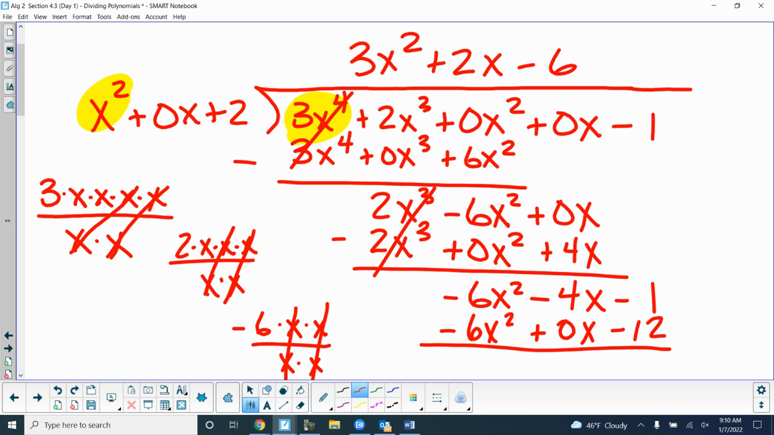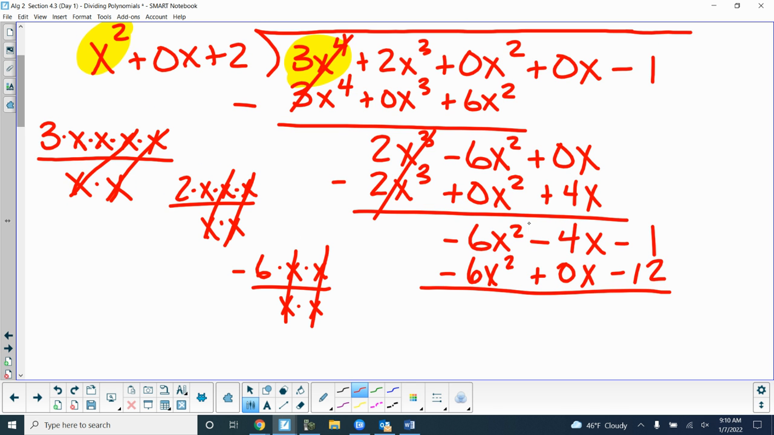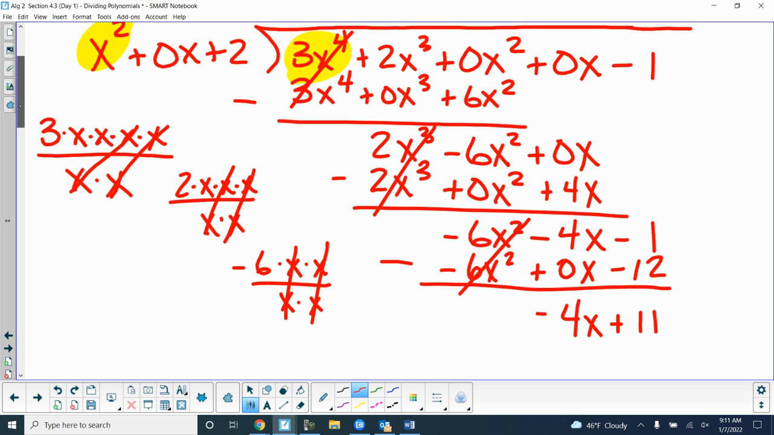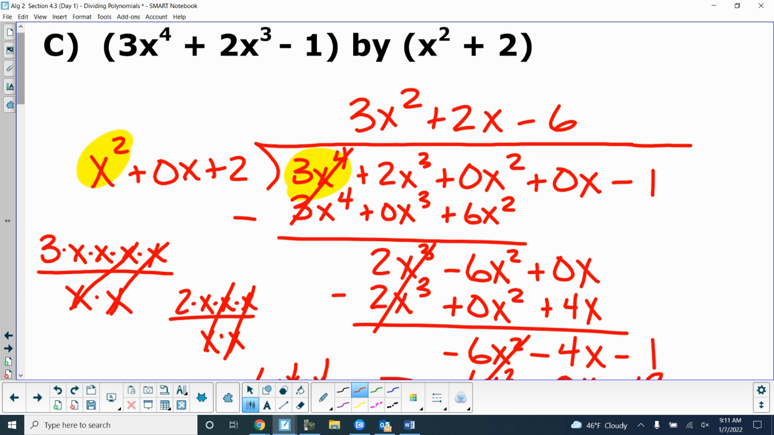What do I do at this point? Cancel the negative 6x squared because I'm subtracting, right? So what's negative 4 minus 0? Negative 4x. And what's negative 1 minus negative 12? Positive 11. All right, so that's my remainder because I don't have any more numbers to bring down, right? So my answer then, I put negative 4x plus 11. And when you do this part, you don't have to put the 0x in. That'd save yourself some room.